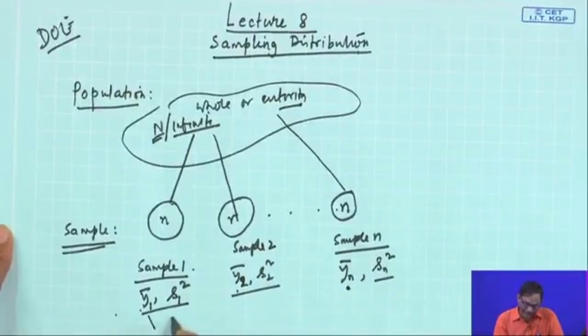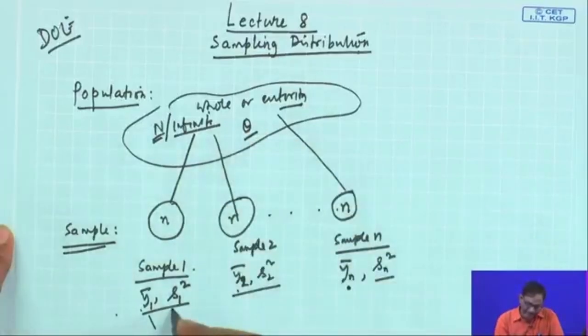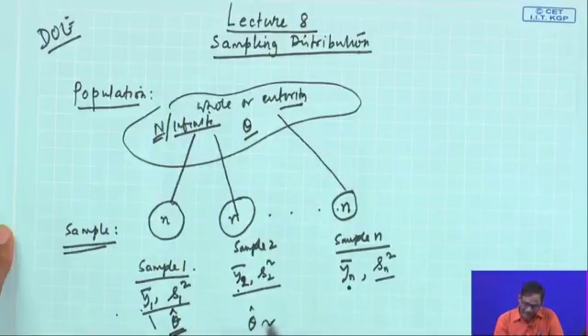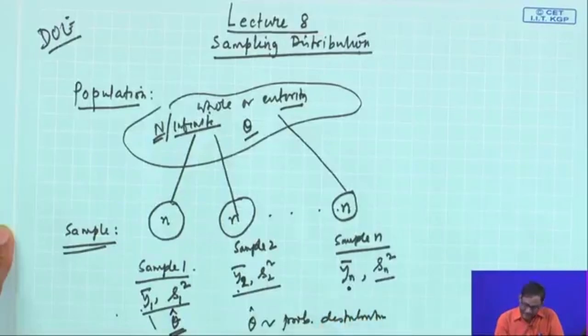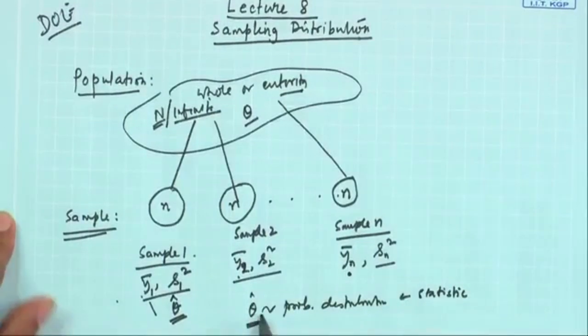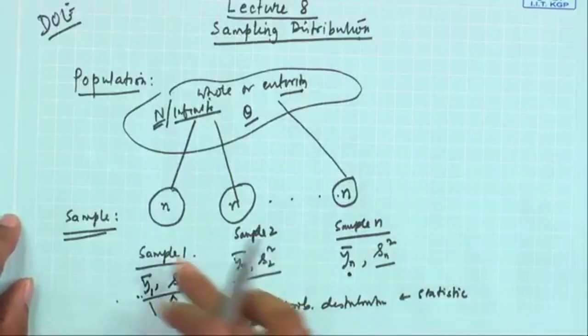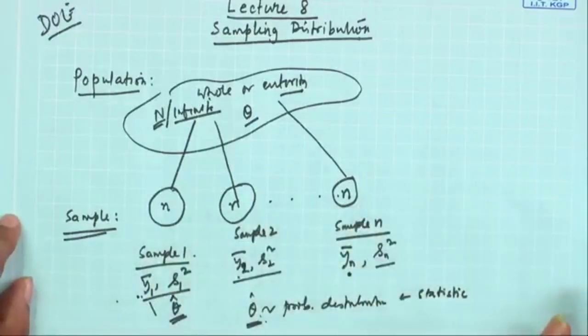So, in general, if I say theta is the population parameter and theta cap is the sample statistic, then we say that theta cap will have a probability distribution. The distribution of theta cap, which is basically a statistic, is known as the sampling distribution. Theta cap may be the sample mean, the sample standard deviation or sample variance, or any other measure of statistic of interest.